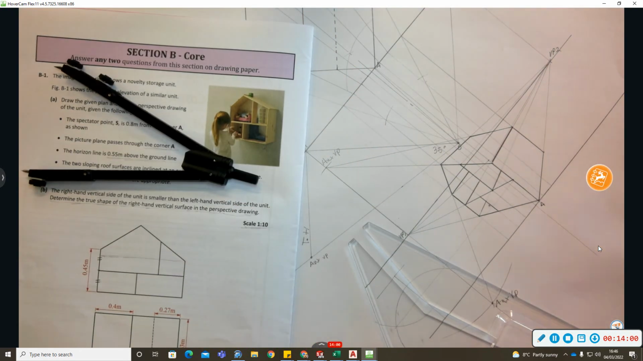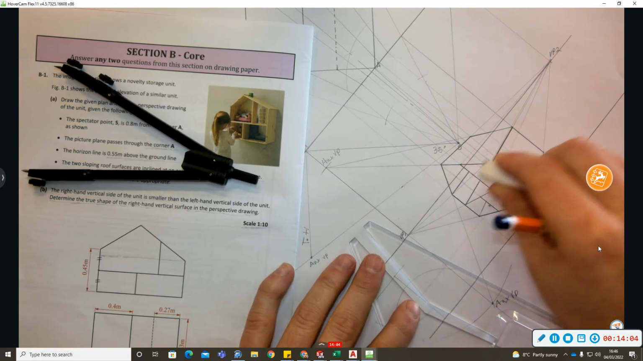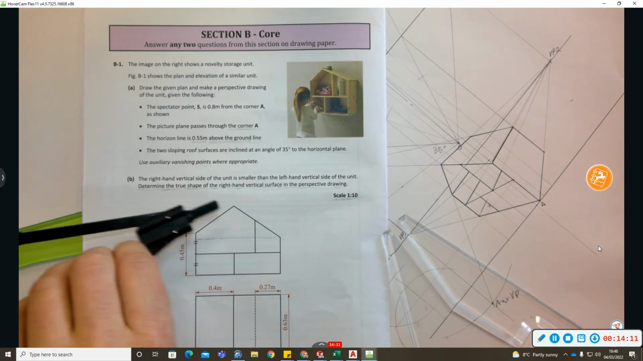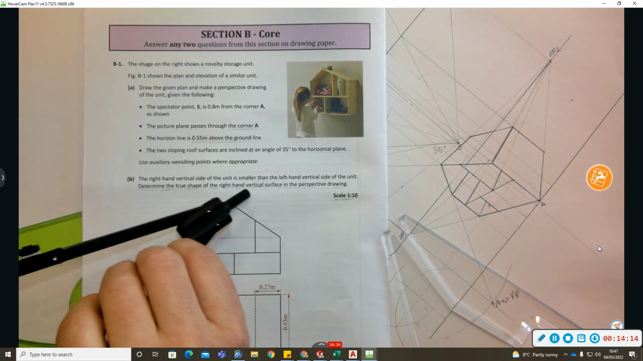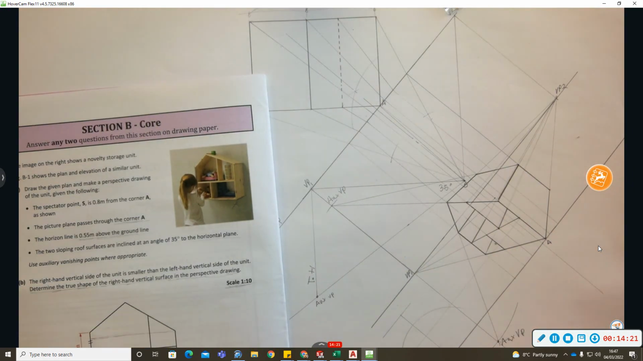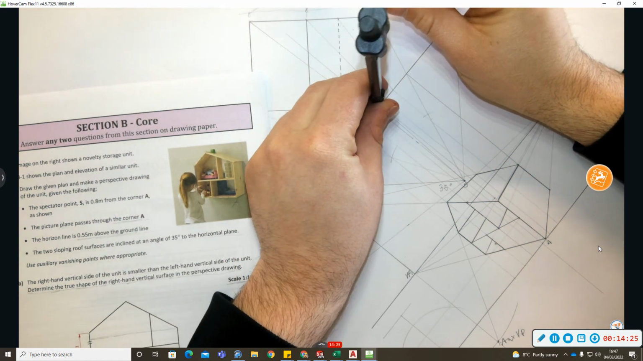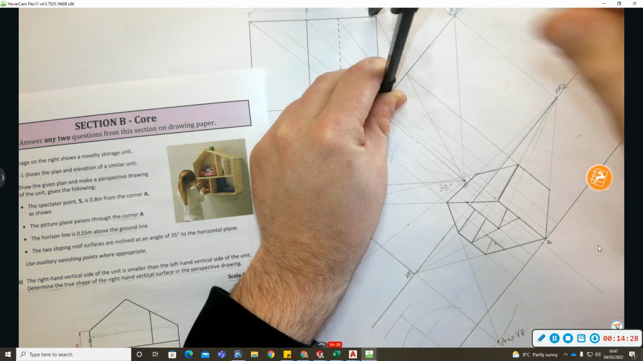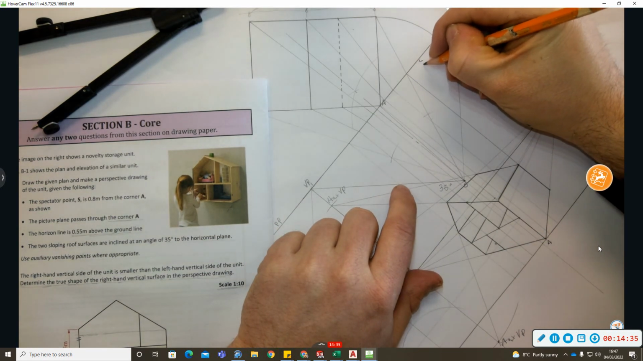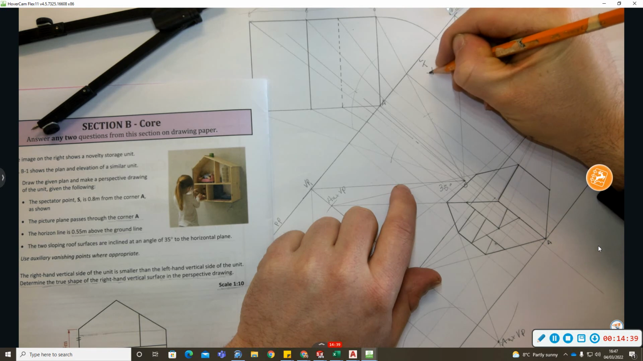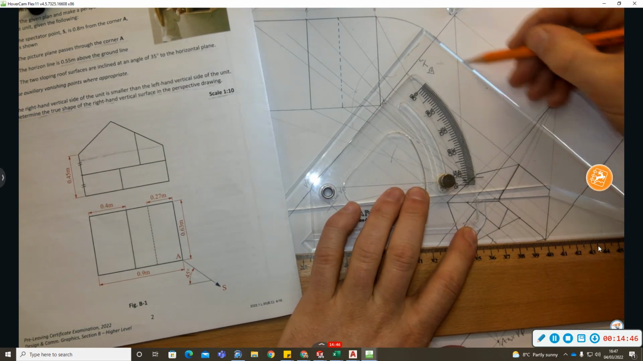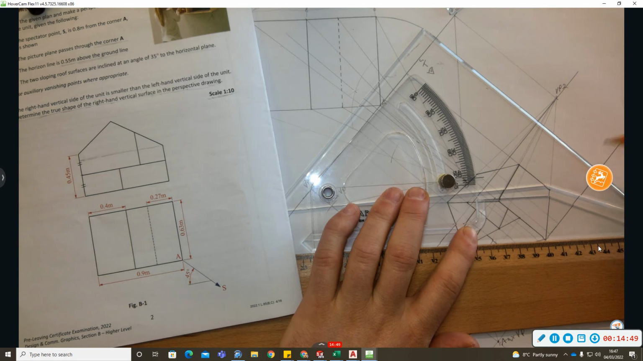Now we're ready for part B, the right hand vertical surface. The right hand vertical surface is slightly smaller. Determine the true shape of the right hand side of the vertical surface on the perspective image. Any surface or any line on the picture plane, you see the true shape of. So here, what we have to do is take the right hand side and rotate it onto the picture plane, because we look perpendicular to the picture plane. So then I can bring this down here.